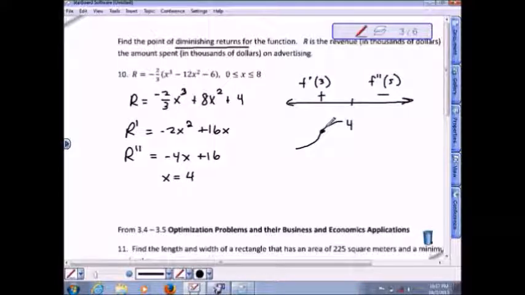The rate is increasing much faster than the rate is increasing over here. This has a steeper tangent line than the tangent line on this side. So even though they will still be making more money by spending more money on advertising, they're not going to be making as much at the same rate as right here, the point of diminishing returns. So spend $4,000. That's the point of diminishing returns. Spend $4,000 on advertising.